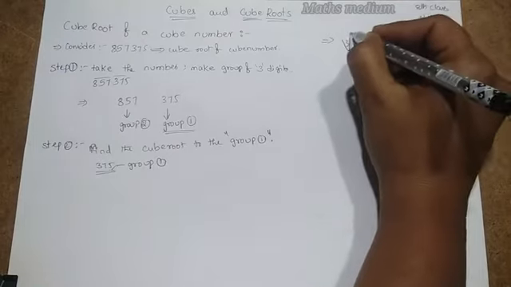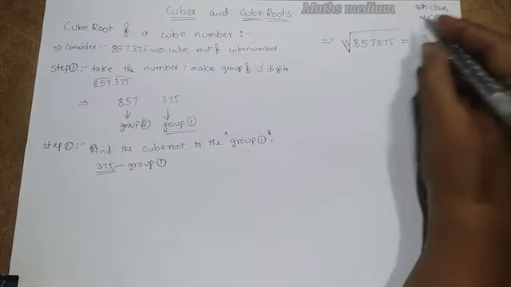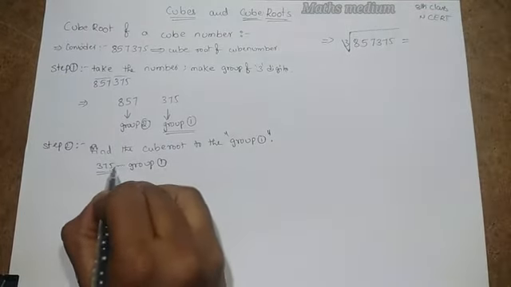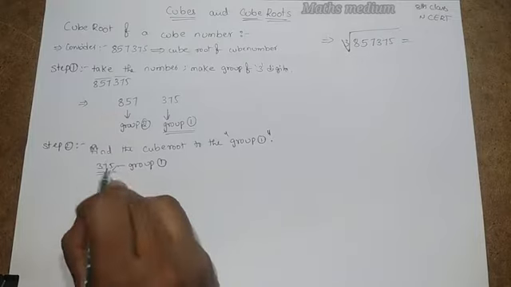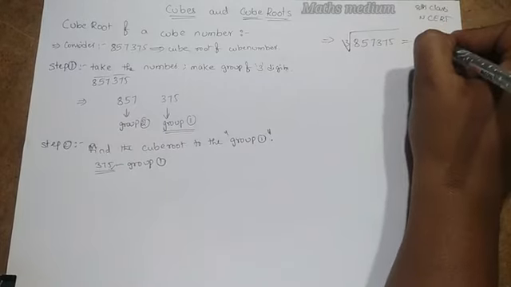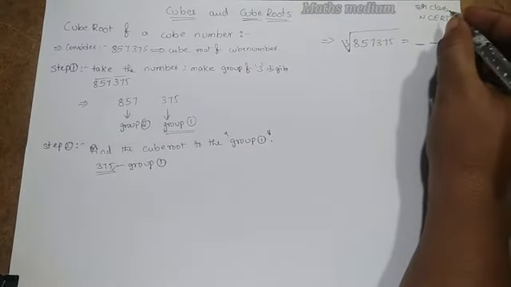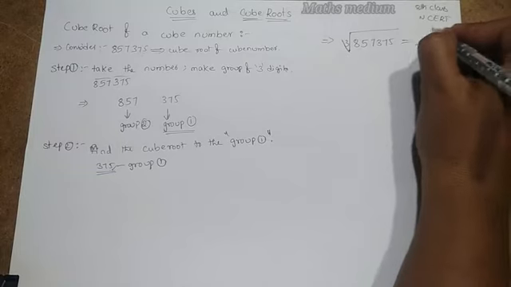if you take the cube root of 8,57,375, we have to find the numbers, right? So this is group 1. But here this total number is only divisible by 5 only. So this is ones place and this is tens place. So in ones place we can write it as 5.